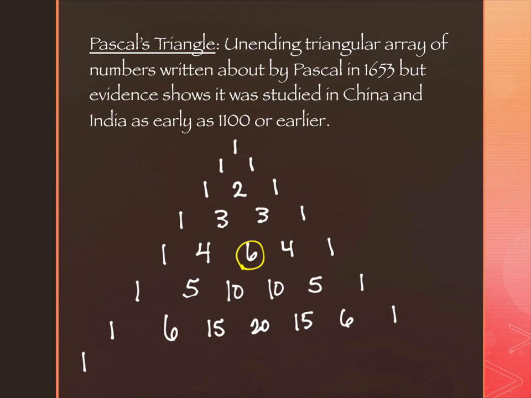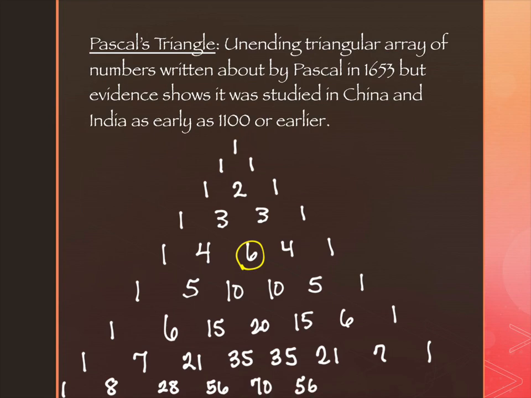My next row would be a 1 and then a 7, and then what? 21, and then 35, and another 35, and then 21, 7, and 1. And the last one we're going to write down together is going to have a 1 and then an 8. And then what? 28, 56, 70, 56, 28, 8, and 1. Okay, everybody good? So far, so good.